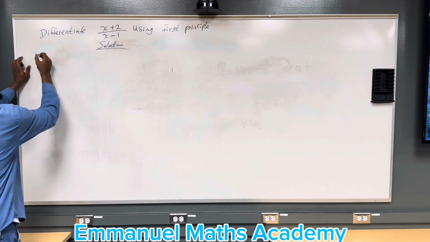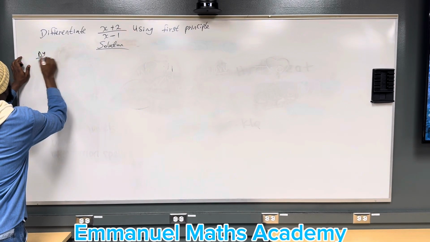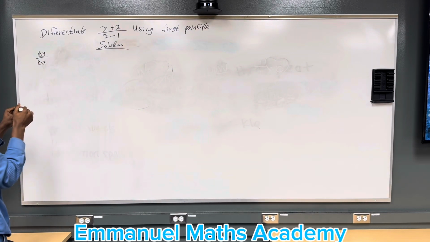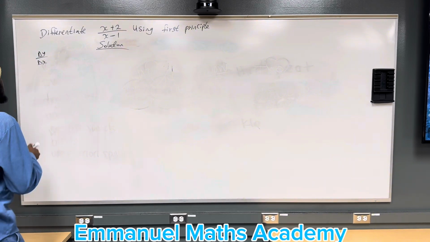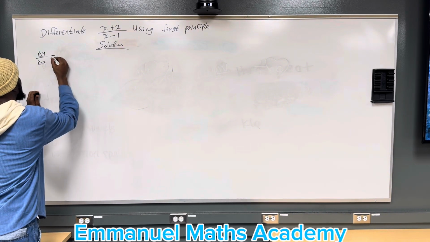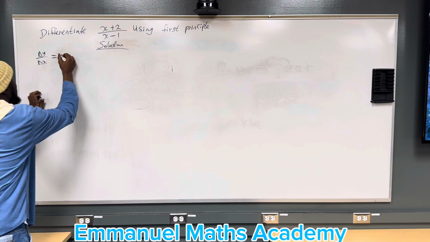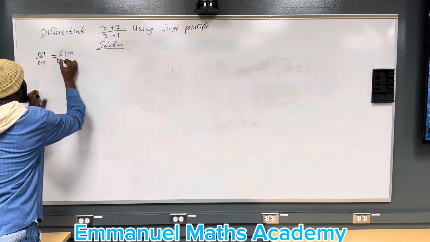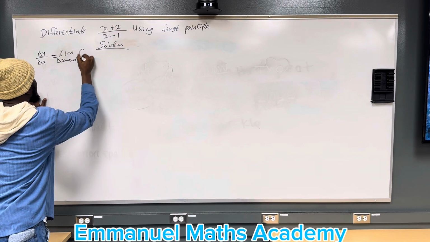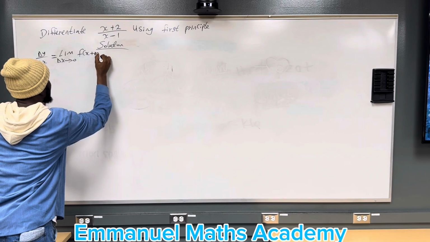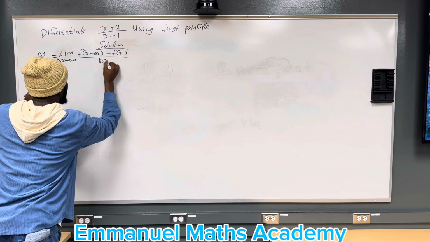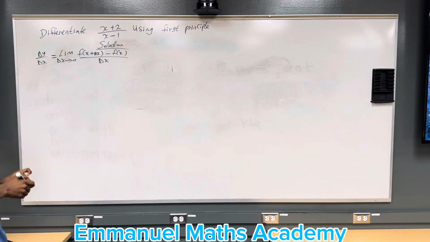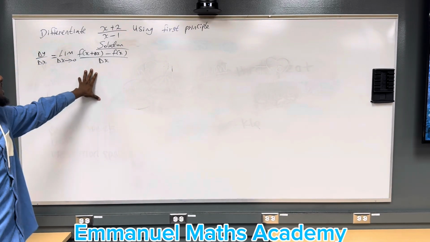When you have dy over dx, you can actually call this change in y over change in x, or delta y over delta x. This is equal to the general formula now, as the limit as delta x tends to 0 of [f(x + delta x) − f(x)] over delta x. So this is the formula.